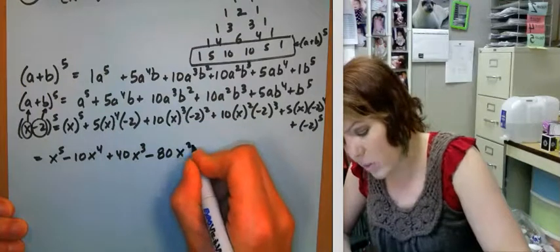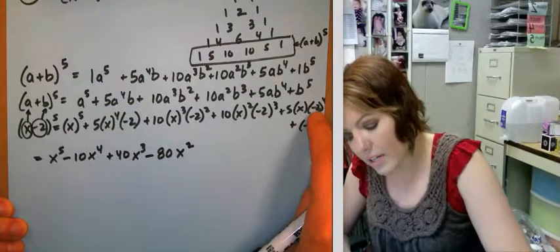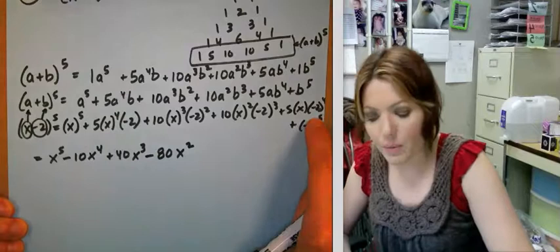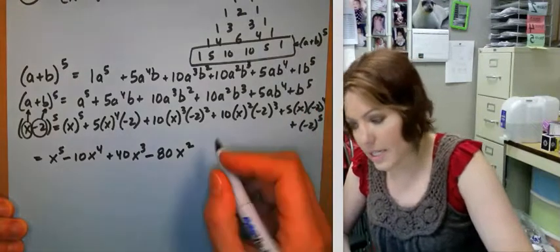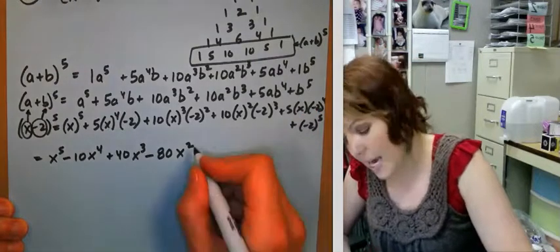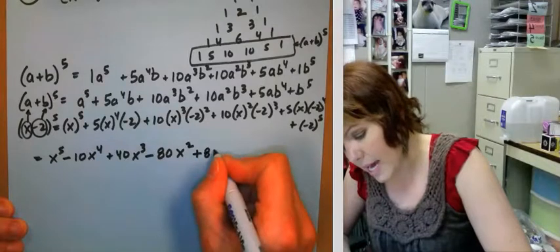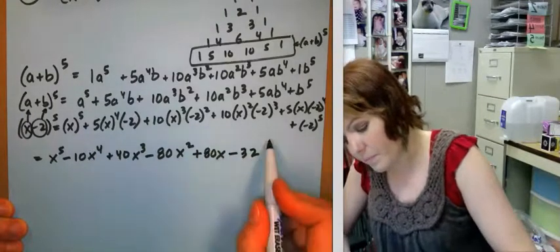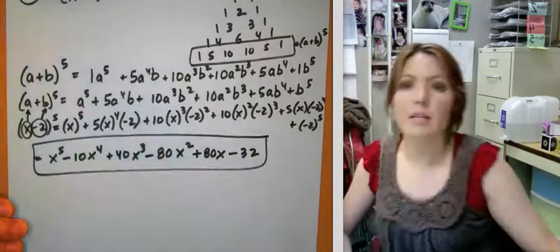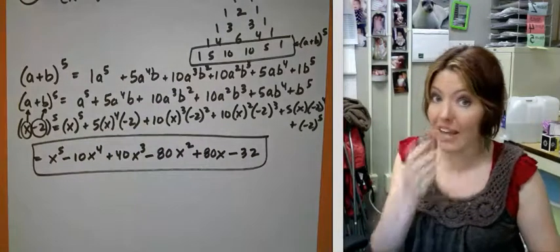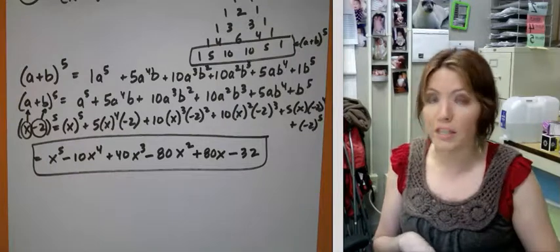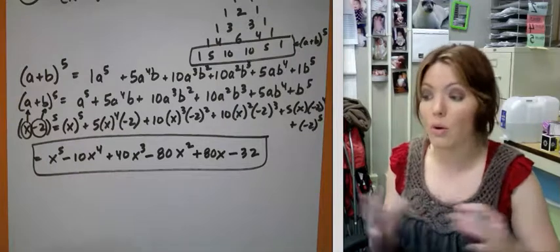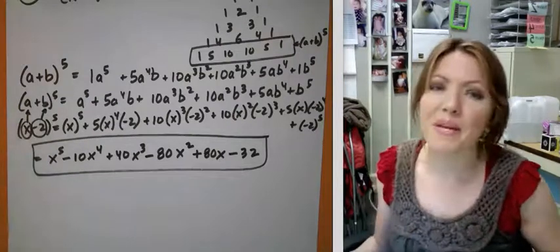X squared. Then we have -2 to the fourth. So that would be 16. And 16 times 5, that would be 80. So 80x, and then -2 to the fifth is -32. Right? So believe it or not, that does take less time than going through and trying to multiply x minus 2 to the fifth out over and over and over and over again. Okay, so next video.